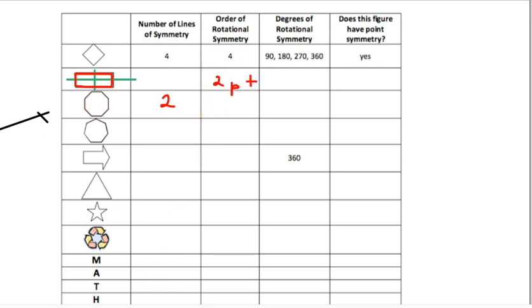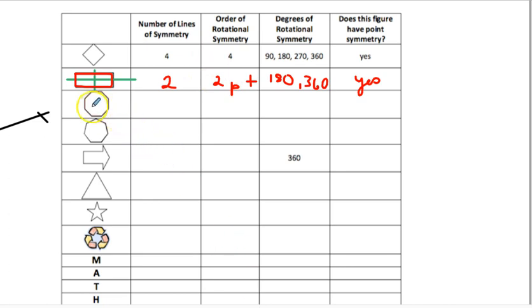2-point, and I put this 2 in the wrong spot, so I'm going to move it up here. And so what this part means is it overlapped itself at 180 and at 360. I'm going to draw that a little nicer too. My pen got stuck. All right. So we would say 180 and 360. Does this figure have point symmetry? Yes. If it has this, then it does. So this is one that has 2 lines of symmetry and 2-point rotational symmetry.